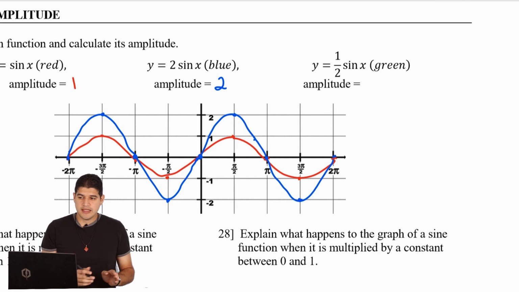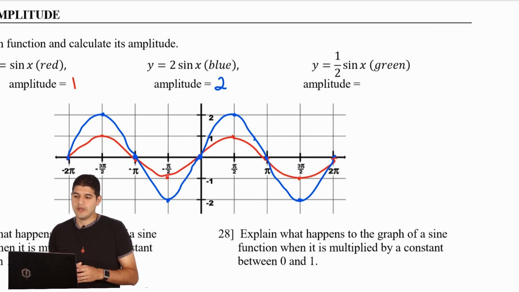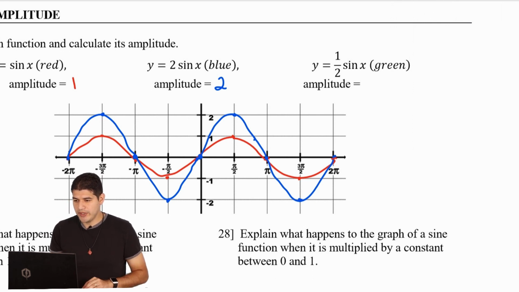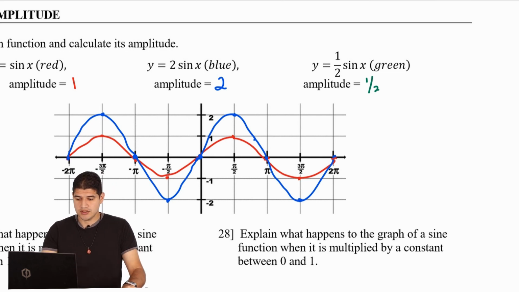So on this third example that we're going to do in green, we have an amplitude of 1/2. So kind of similar to the last one, what we can notice is that the value that we're multiplying by is going to be the amplitude that we're getting. So let's take a look at that.